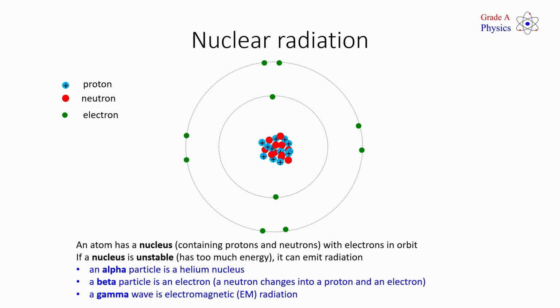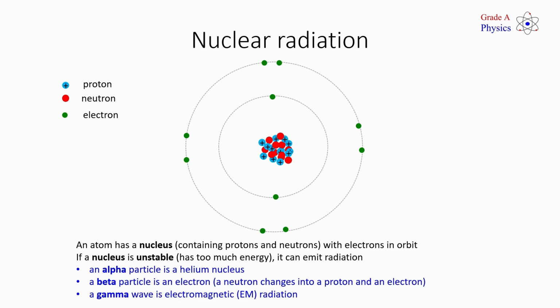So the first thing, the clue is in the name, nuclear radiation. Radiation comes from the nucleus, alpha, beta or gamma. Inside the nucleus all we have are protons and neutrons. Outside of the nucleus we have orbiting electrons. So all radiation comes from the nucleus.